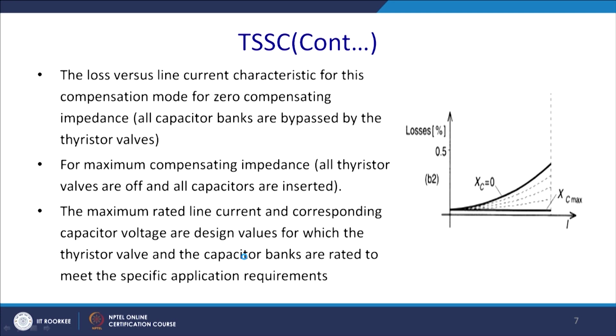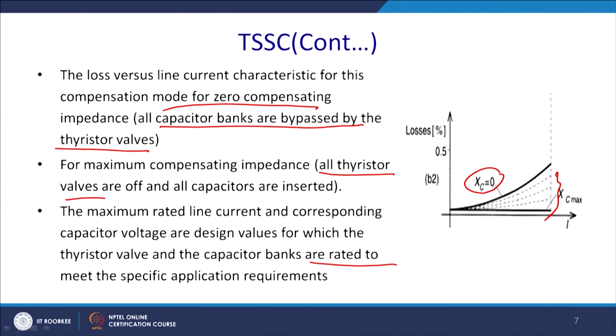The loss versus line current characteristics for this compensation mode: for the 0 compensating impedance, all capacitor banks are bypassed by the thyristor valve. For maximum compensating impedance, all thyristor valves are off, all capacitors are inserted. So, this is the losses, this is for x equal to 0, we will have maximum losses, gradually when it is bypassed, switching losses will come down gradually.